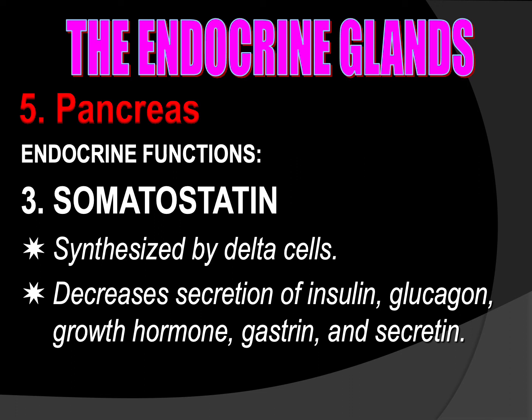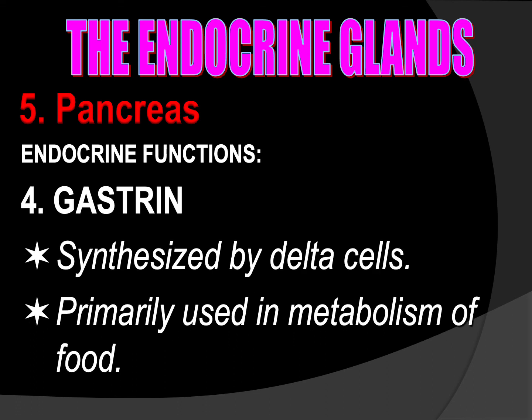Minor hormones, somatostatin, it decreases secretion of insulin, glucagon, growth hormone, gastrin, and secretin. So, siya ay mga helper cells lang, but no major function. Another is gastrin. It's primarily used in metabolism of food, specifically for digestion.